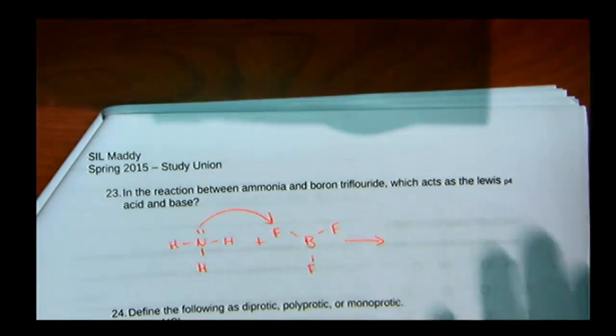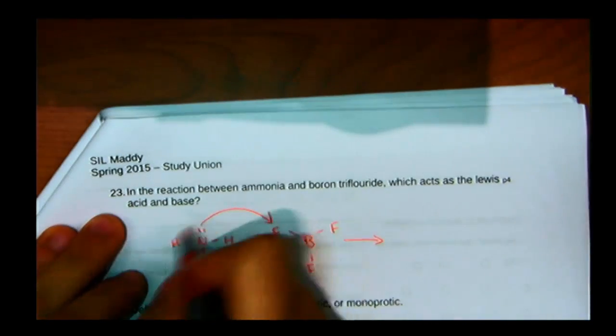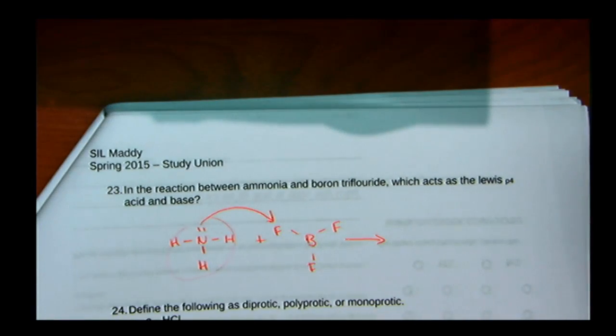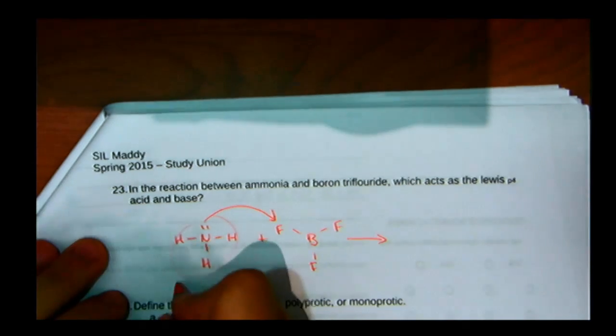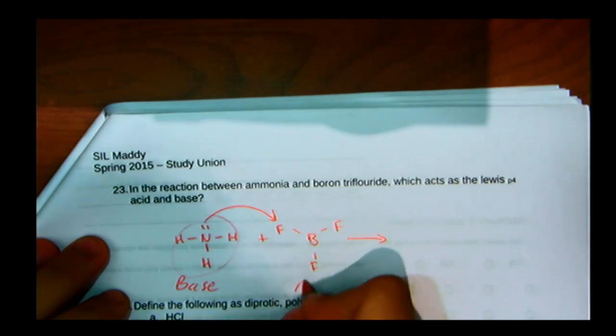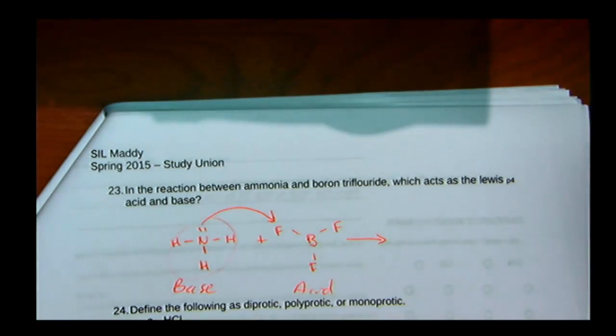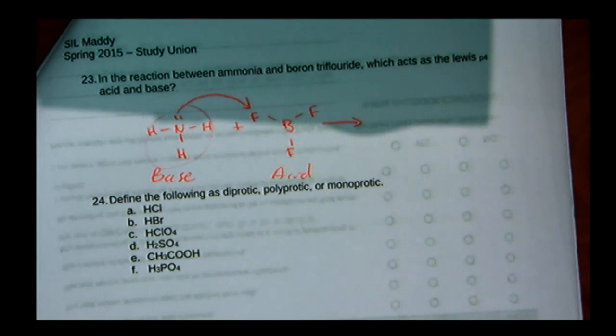24. Okay. Define the following as diprotic, polyprotic, or monoprotic. And this is kind of a trick question a little bit. HCl, right? Can you see that? Yes, you can. Okay, so HCl. Is that diprotic, polyprotic, or monoprotic? Monoprotic. Mono. HBr. Monoprotic, diprotic, or polyprotic?